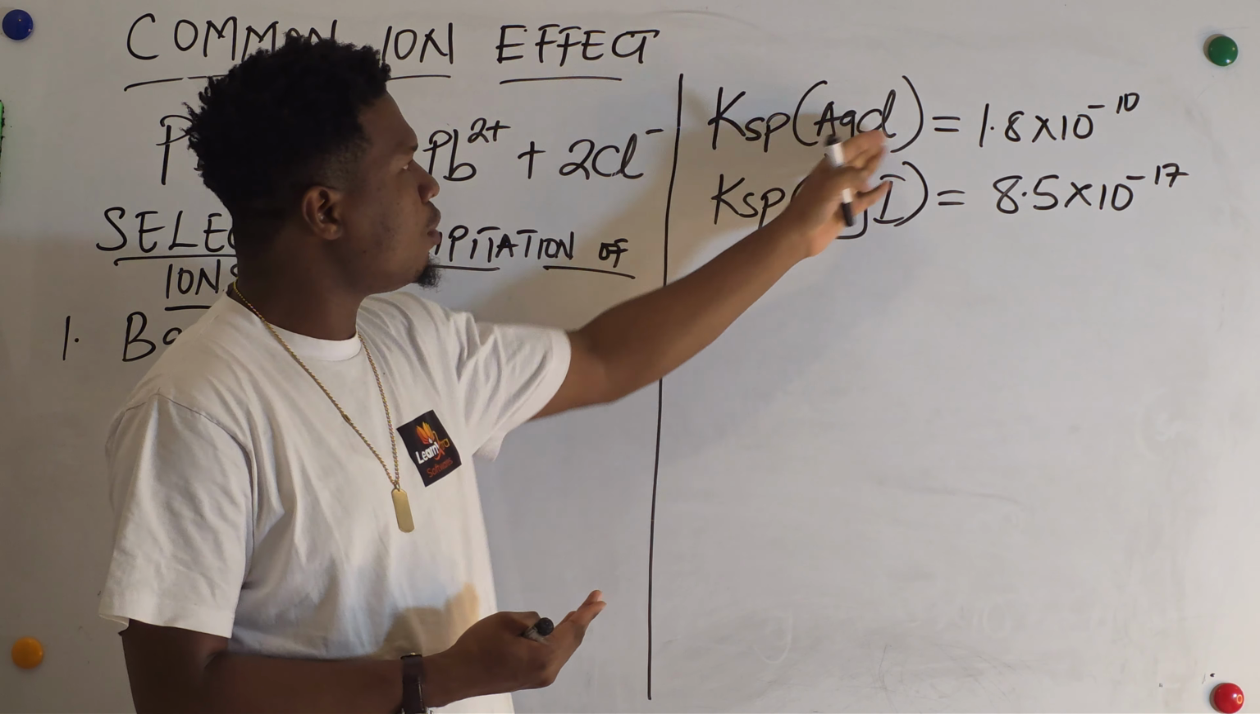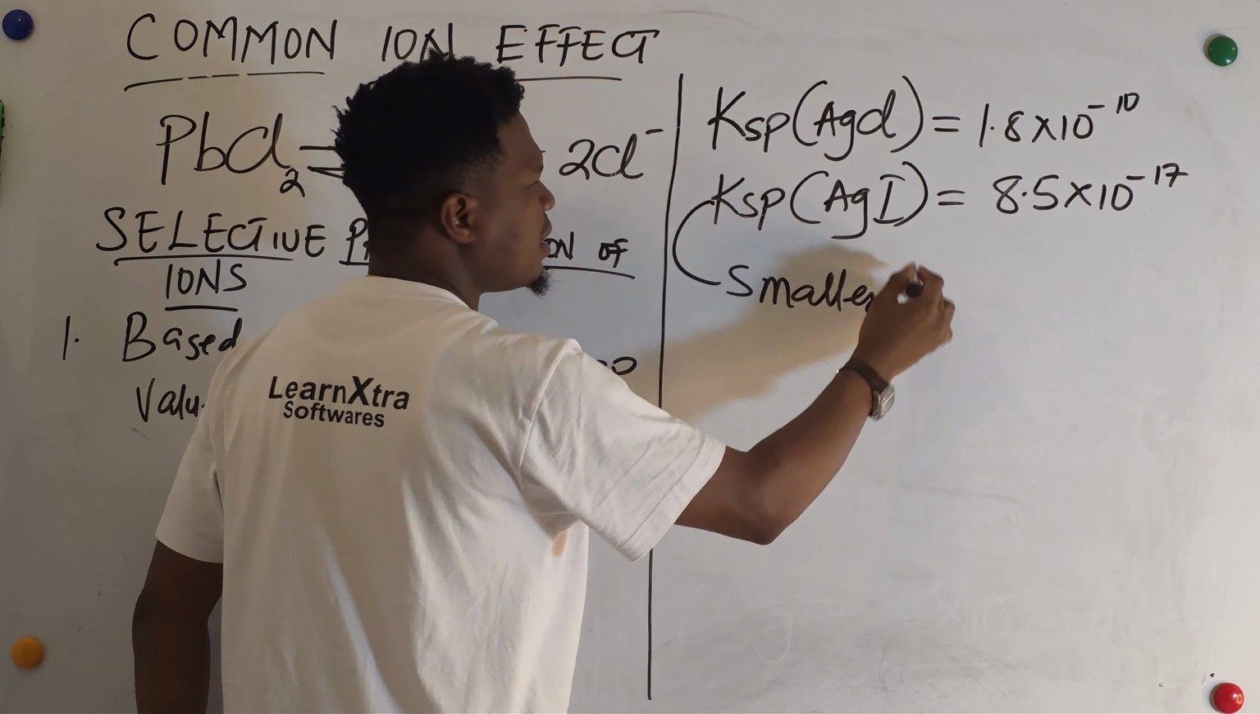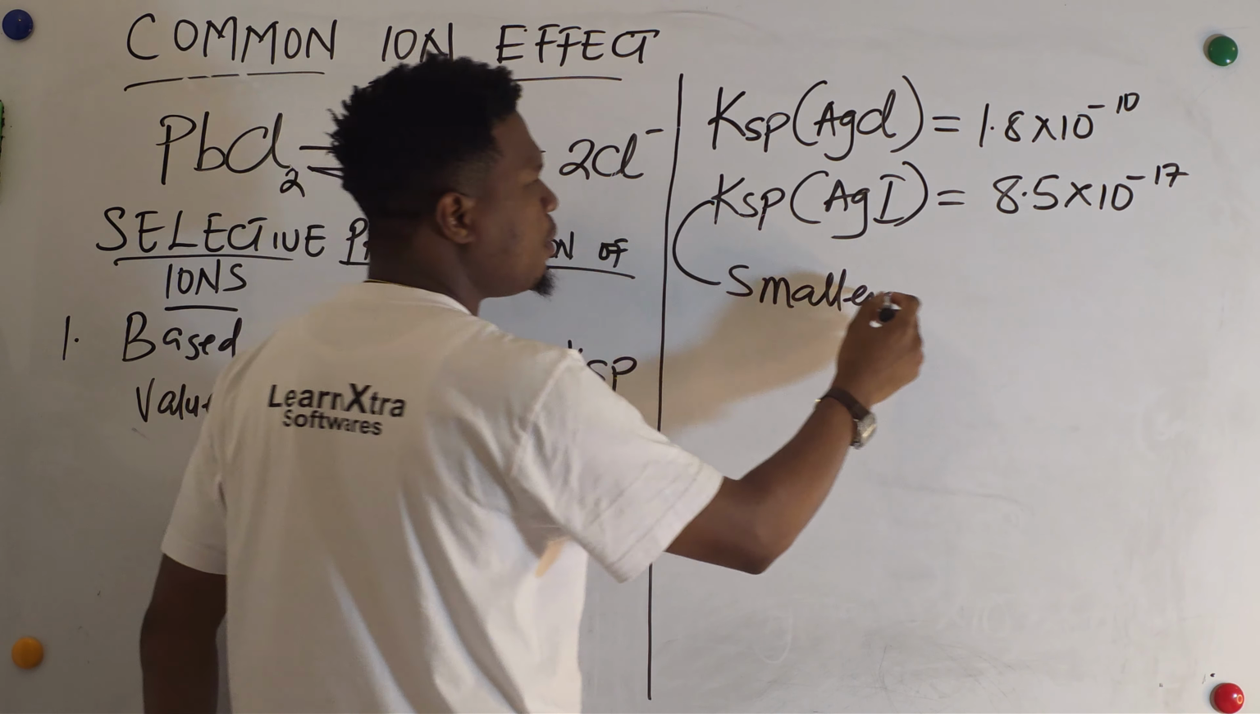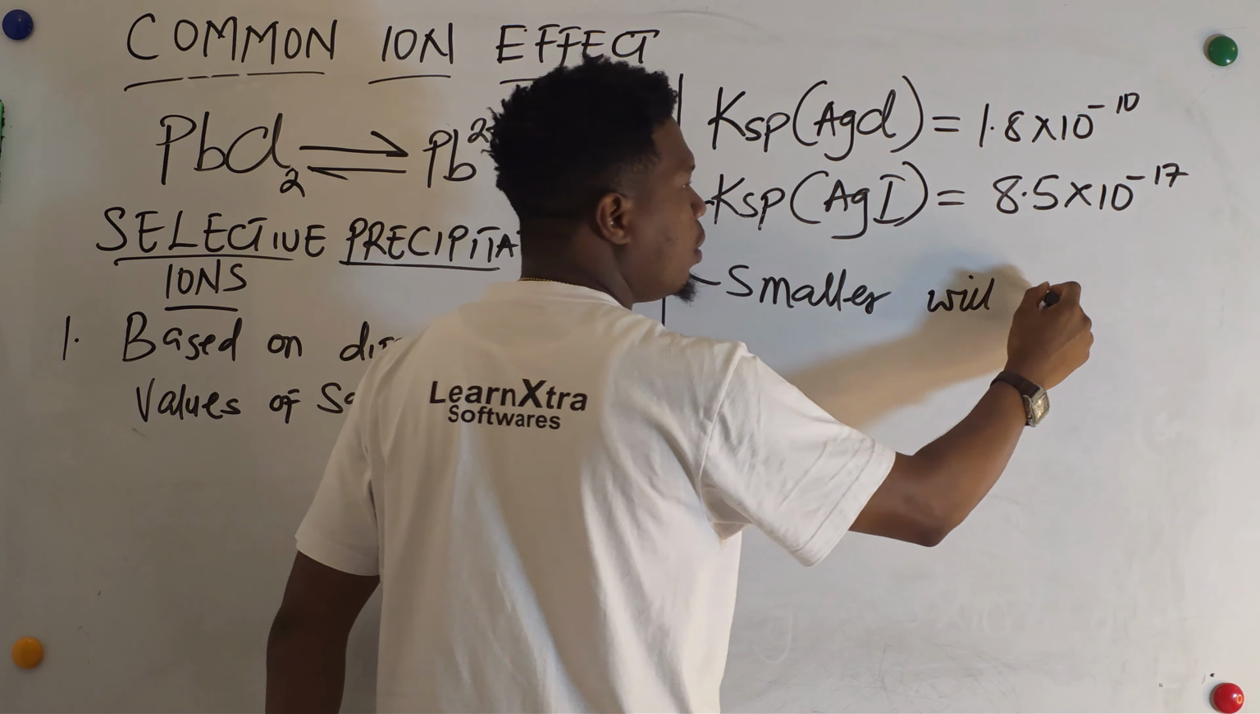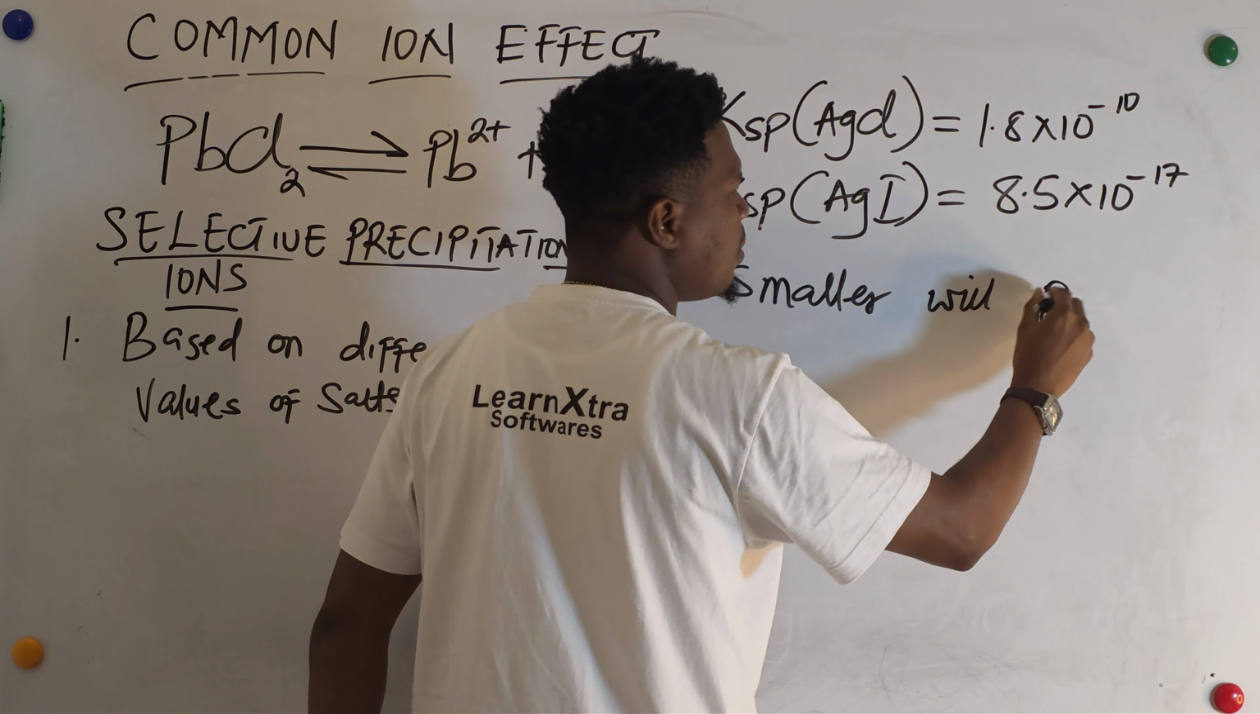Now look at this Ksp. The Ksp for silver iodide is 8.5 times 10 to the power of minus 7, while the Ksp for silver chloride is 1.8 times 10 to the power of minus 10. So because this one is smaller, this one will precipitate. Because its Ksp is smaller, the silver iodide will precipitate.